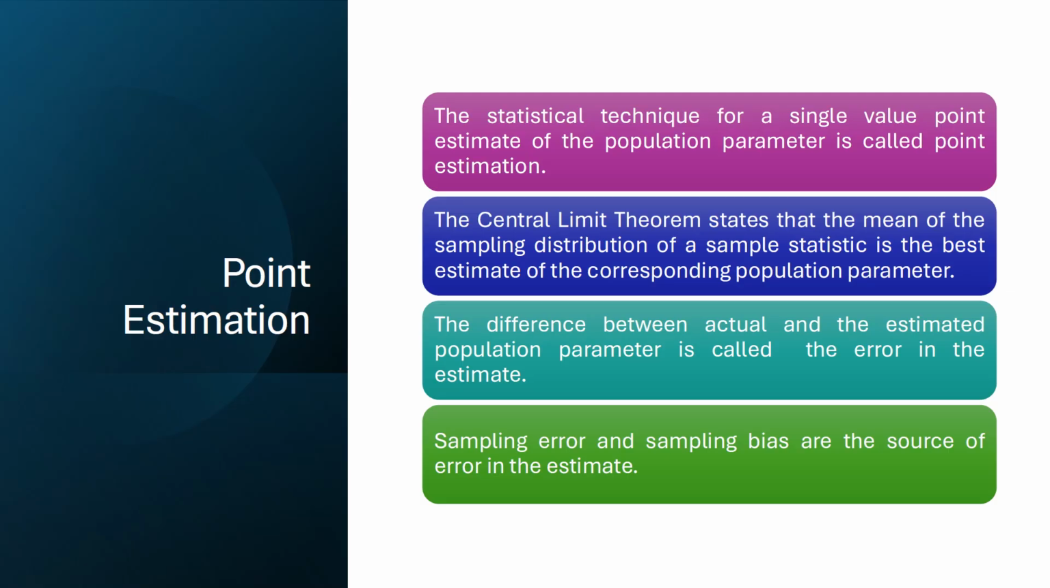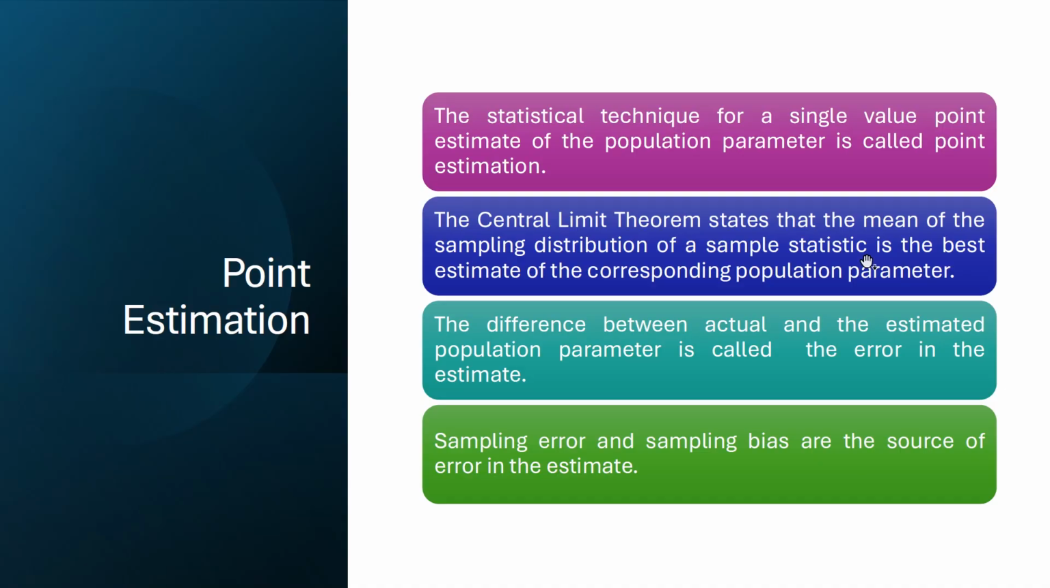Now, the confidence that we have in this point estimate is not so great because of two inherent limitations: the sampling error and the sampling bias. Sampling error and sampling bias together result in the difference between the actual population parameter and the estimated population parameter, the point estimate. It is called the error in the estimate.